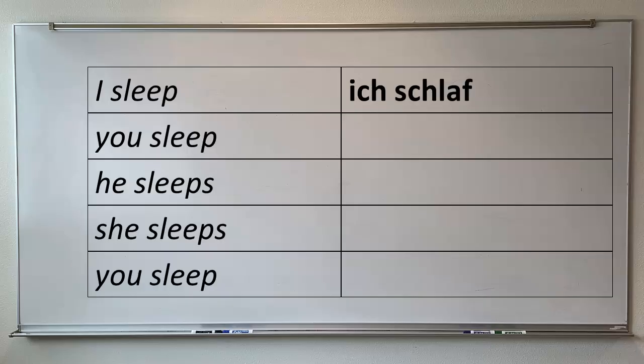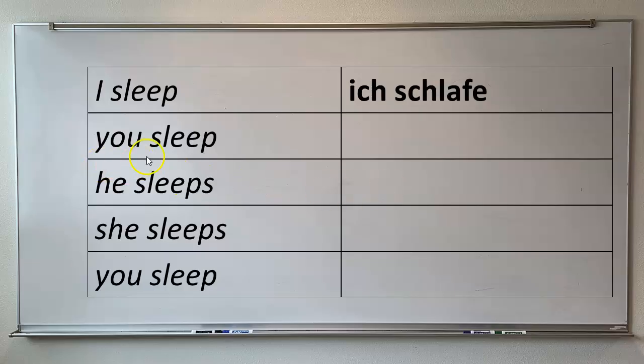So here's the first one, I sleep. It does not change for ich, so I just add my ending. Remember the ending for ich is e. So I have the verb conjugated. Ich schlafe. I sleep. Ich schlafe.